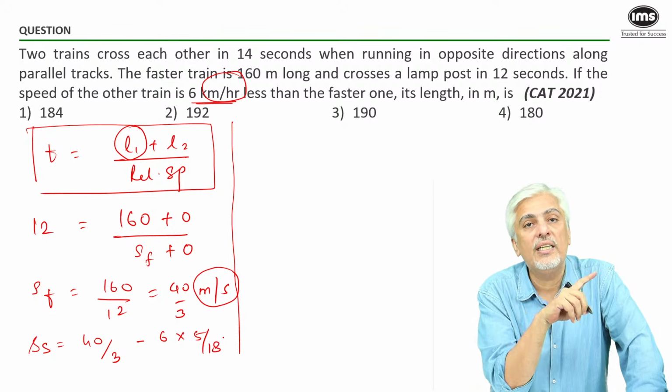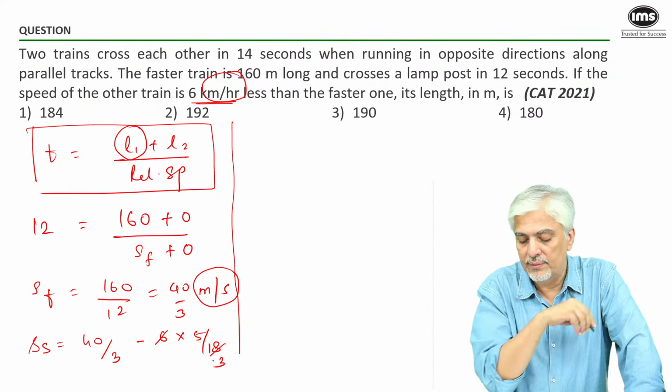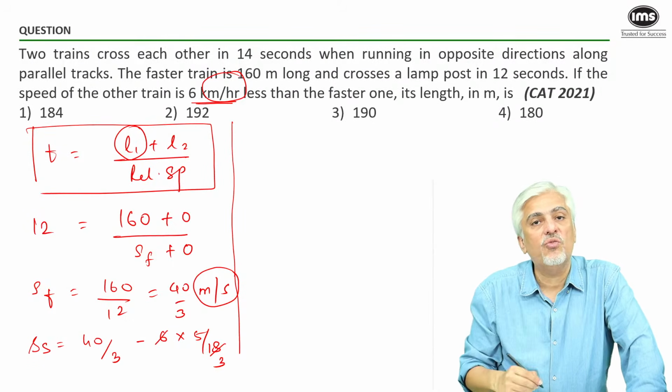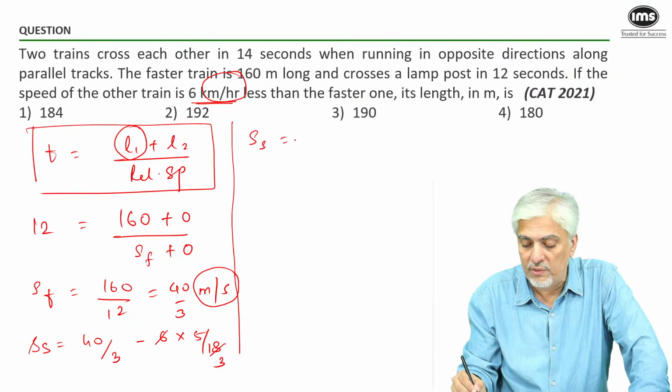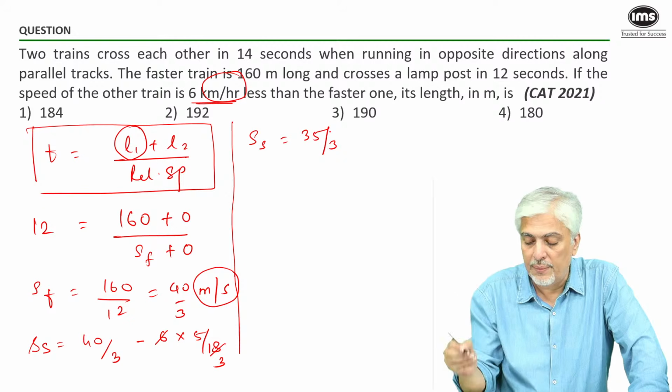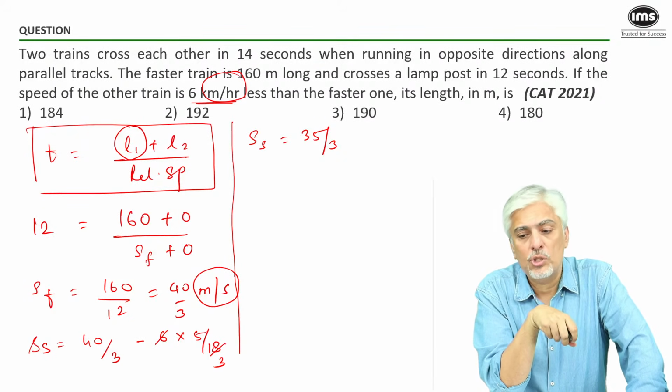Whenever you need to convert kilometers per hour to meters per second, you need to multiply by 5 by 18. That will be 6 3s are 18, so 5 by 3. So 40 upon 3 minus 5 by 3 will become 35 upon 3. That is the speed of the slower train, 35 upon 3. Right? So that's the speed of the slower train.